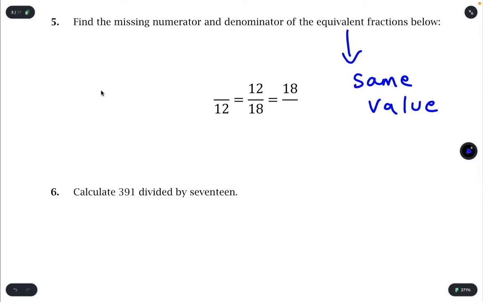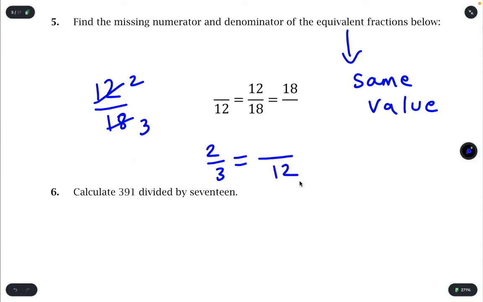So if we examine the original fraction, which is 12 out of 18, we can simplify that to say 2 out of 3 by dividing top and bottom by 6. So these two fractions on either side need to equal 2/3. So what do we need to do to 2/3 to make it equal to something over 12? Well, we multiply by 4 on the bottom. So we're also going to multiply by 4 on the top. This will therefore become 8/12.